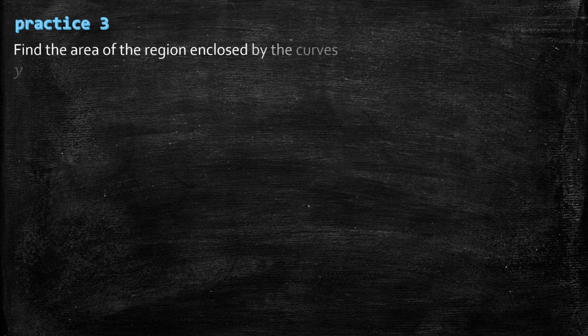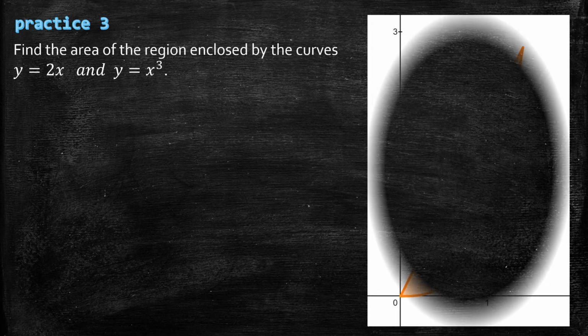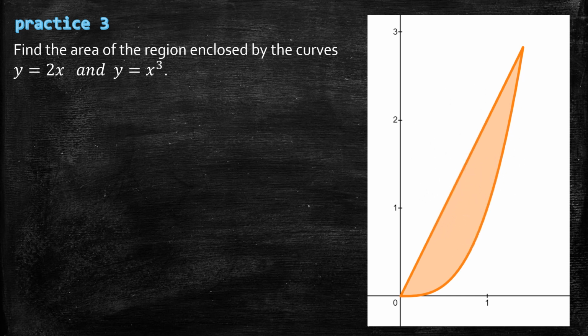So in this practice problem, we're going to find the area of the region enclosed by these two curves or functions. So notice that you're not provided with the value of a or b yet. It looks like a is equal to 0, but we're not sure about what the x-coordinate of this point up here is, so we're going to have to do a little work here.